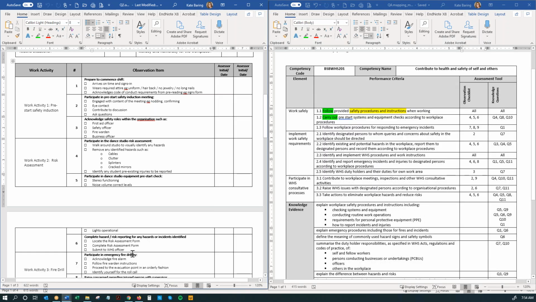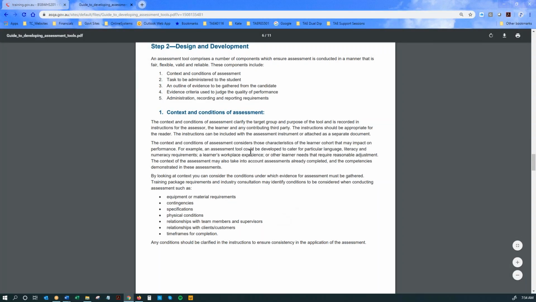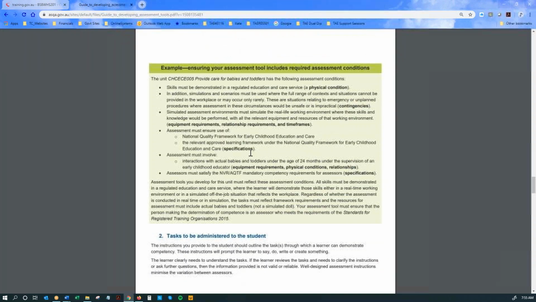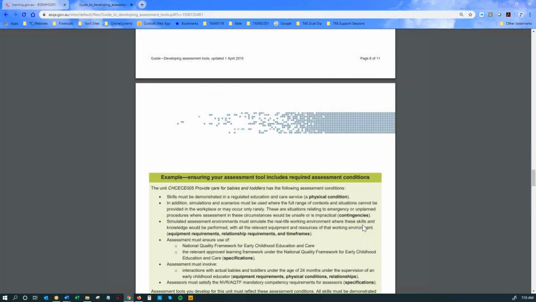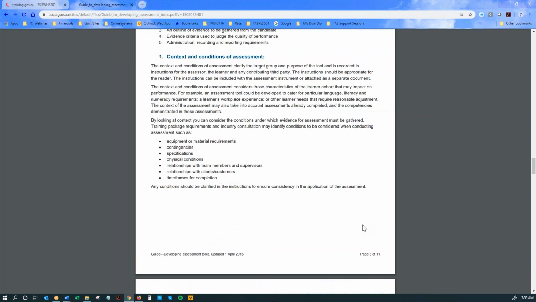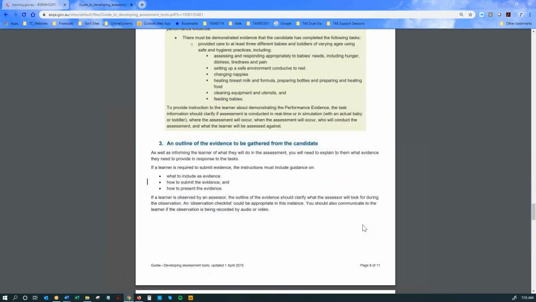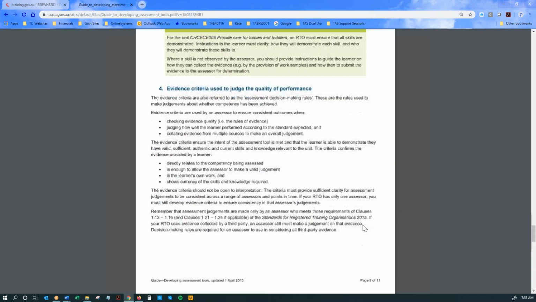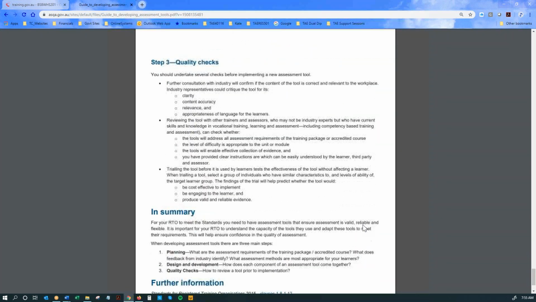So the final step in the process then is doing your review. If we go back to our guide, they give some good examples here. So it's really worth getting a copy of this, downloading a copy of this guide from Esquire, and then making sure that you can really go through it. So we've covered all of that. And then if we look at our final step, which is our quality checks, it says you should undertake several checks before implementing a new assessment tool.